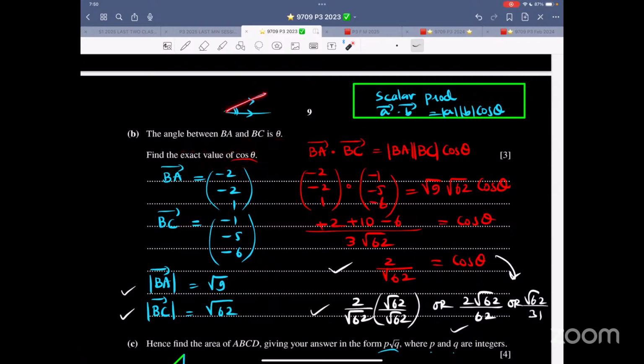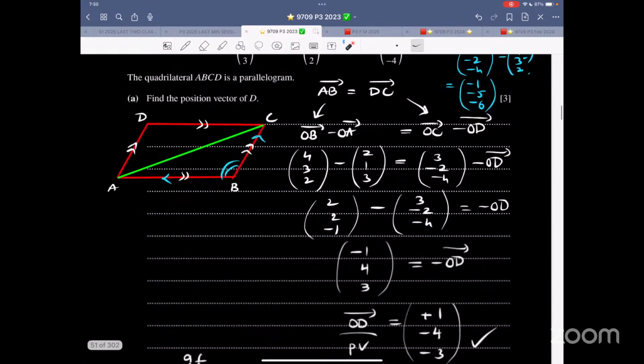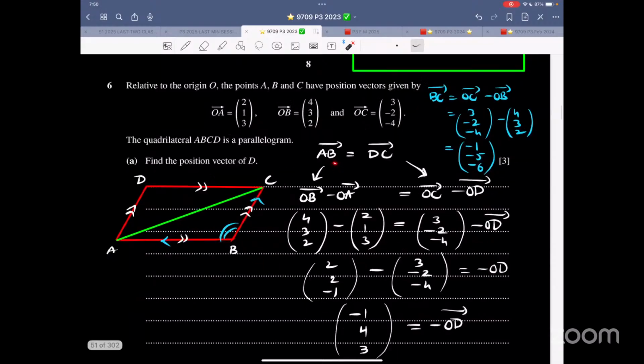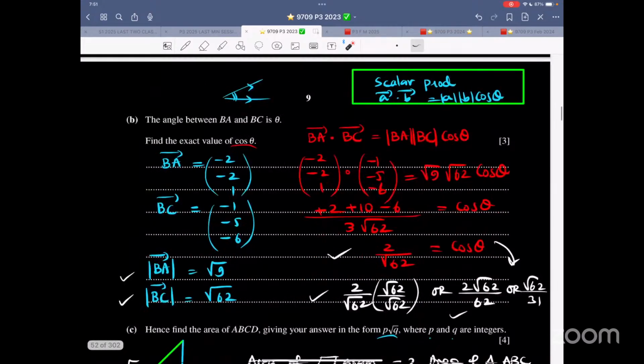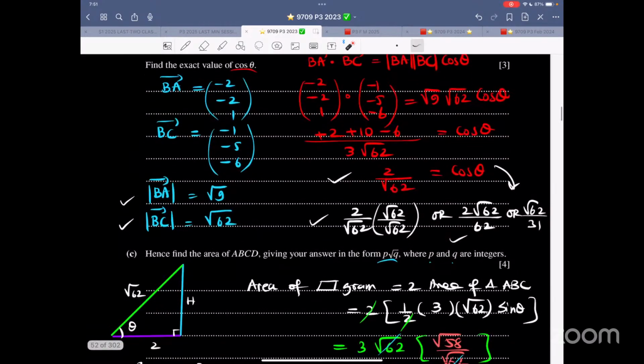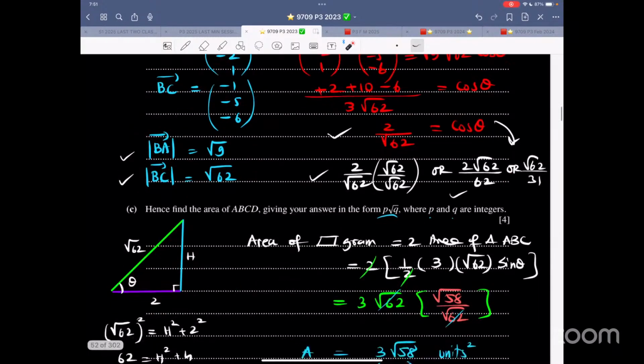So take 2 vectors diverging from a point, BA and BC. Did we find BA over here? We found AB. That is 2, 2, negative 1. Therefore, negative 2, negative 2, positive 1 is BA. Similarly, we can find BC. Apply the scalar product. Make cos theta the subject. Rationalize, and this is what you are getting. Now, the third part is a very nice question.